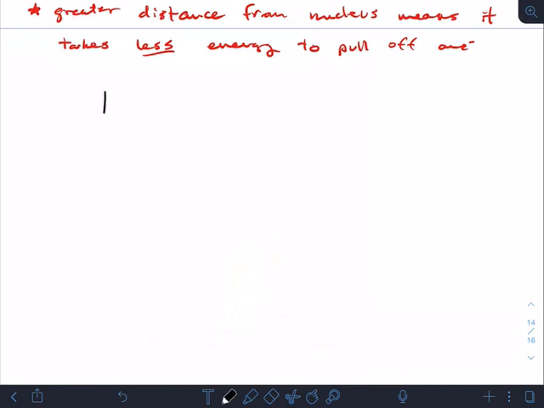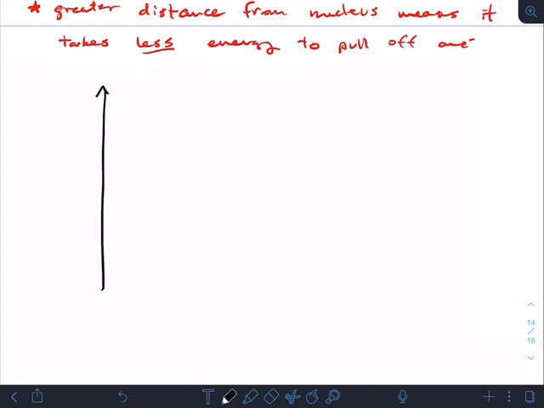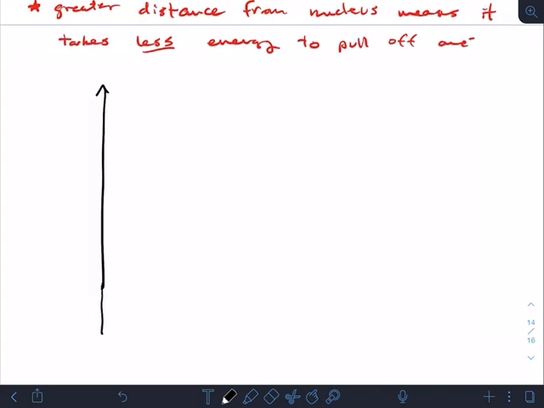Now let's take a look at what the trend looks like sort of graphically, because that's going to show us some interesting things.